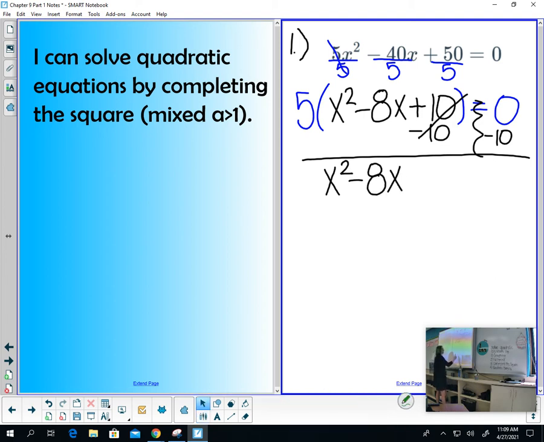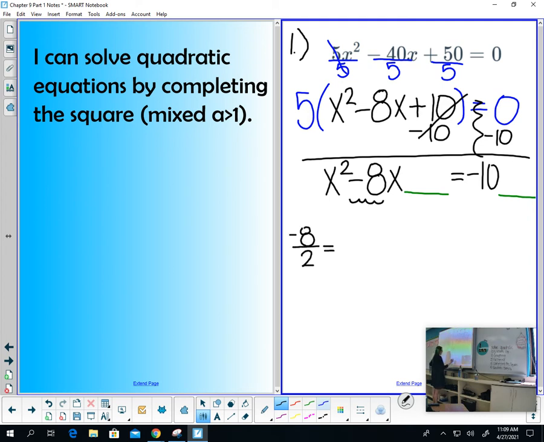Just like the last video, we're going to leave a blank. Equals 0 minus 10 is negative 10, and I'm going to leave a blank. All right, so now I'm going to take my middle term right here, negative 8 divided by 2, which is negative 4, and then I'm going to take negative 4, and I'm going to square it, and set that equal to positive 16. That positive 16 is what I put on my blanks.